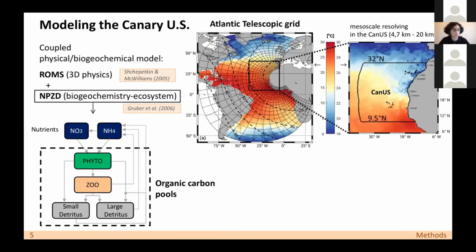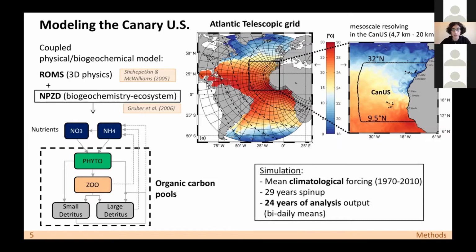We ran this coupled model on the Atlantic telescopic grid. It's a grid that covers the entire Atlantic basin, and it has a strong grid refinement towards the North African coast. That is the focus of our study. So it has an eddy-resolving resolution in the Canary upwelling system. The model was run in climatological mode because we want to look at the mean state of the system. And what we used for the analysis are 24 years of output in the form of bidaily means.